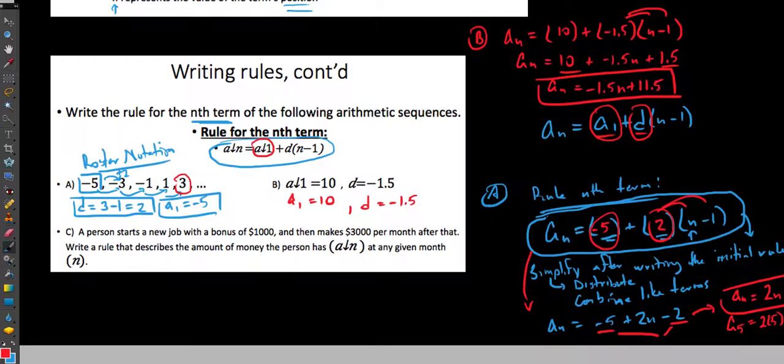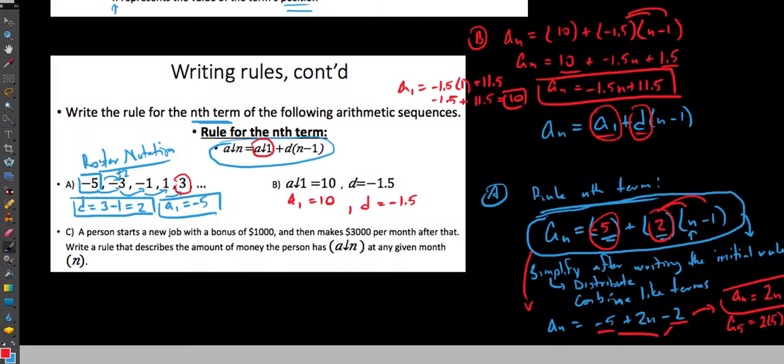We just want to test and make sure this works. Even if I went with a1, a1 would be -1.5 times n, which is 1, plus 11.5, which in turn gives us -1.5 plus 11.5, which equals 10. So we were supposed to get a first term value of 10.